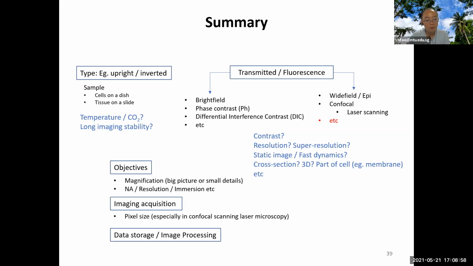So you have to consider mainly the magnification, which will give you either a big picture or small details, if you are going to zoom all the way in. And of course you need to consider the resolution that you need. Are you going to look at single proteins in a cell, or are you just looking at a single cell, right?